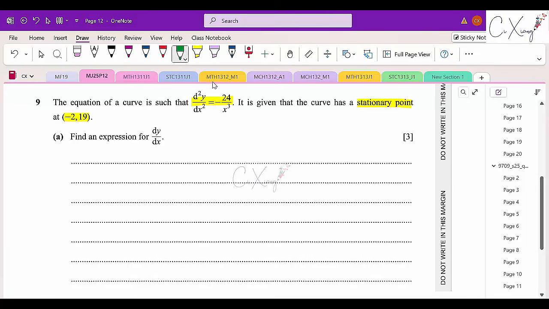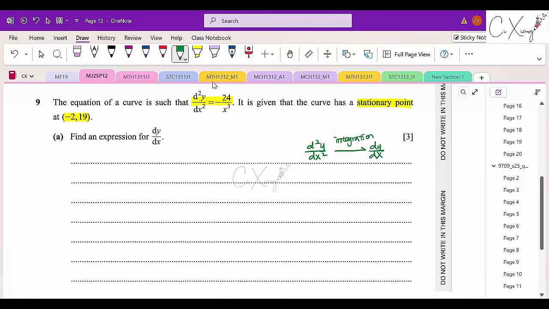Okay, so for this question, we are given d square y over dx square. So basically, we should know that when we are having the second derivative and we want to go back to the first derivative, we have to apply integration, right? Okay, so this is integration.